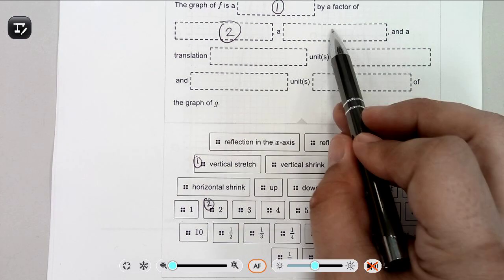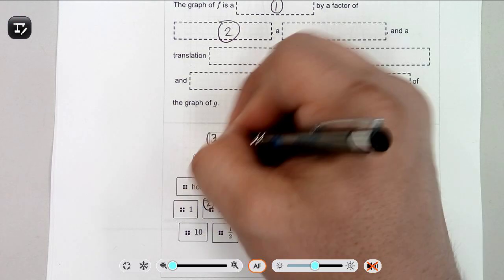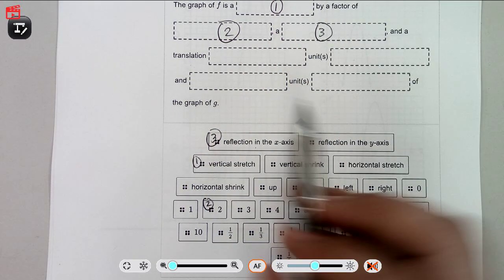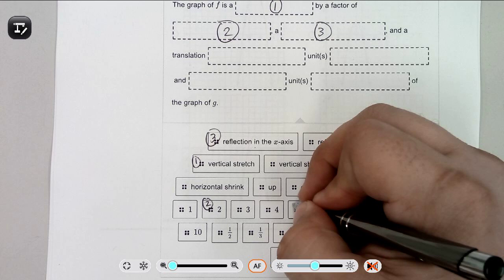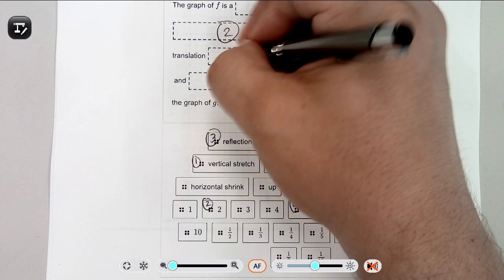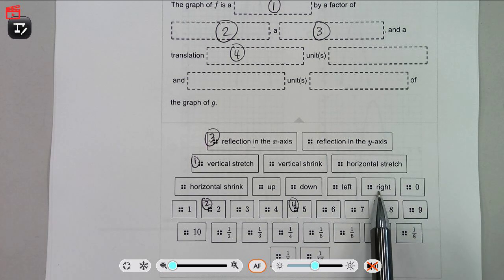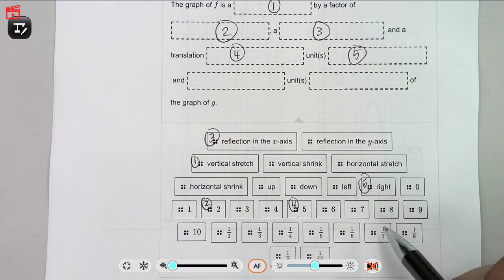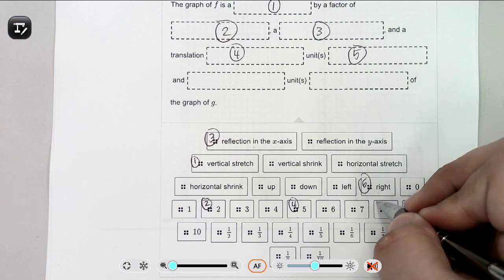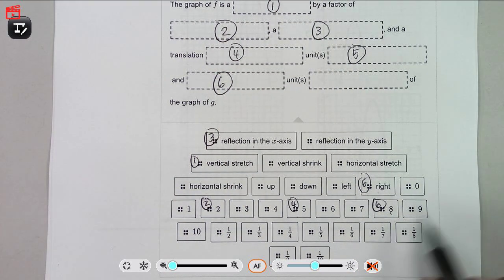Well, translations here. So this has to be the reflection. It's a reflection in the x-axis. This is box 3. Translation. So some number of units. We'll do the x first. So 5. So that's box 4. 5 units to the right. And 8 units up.